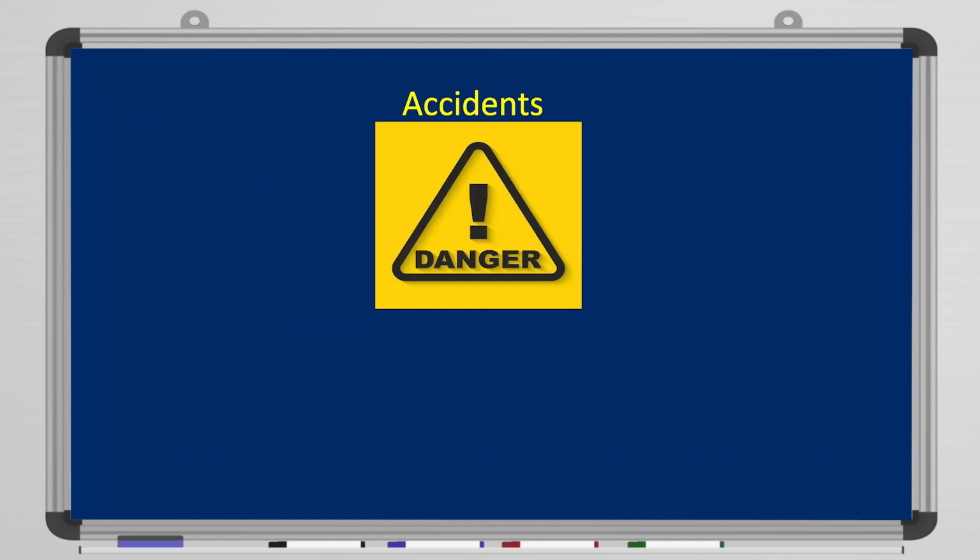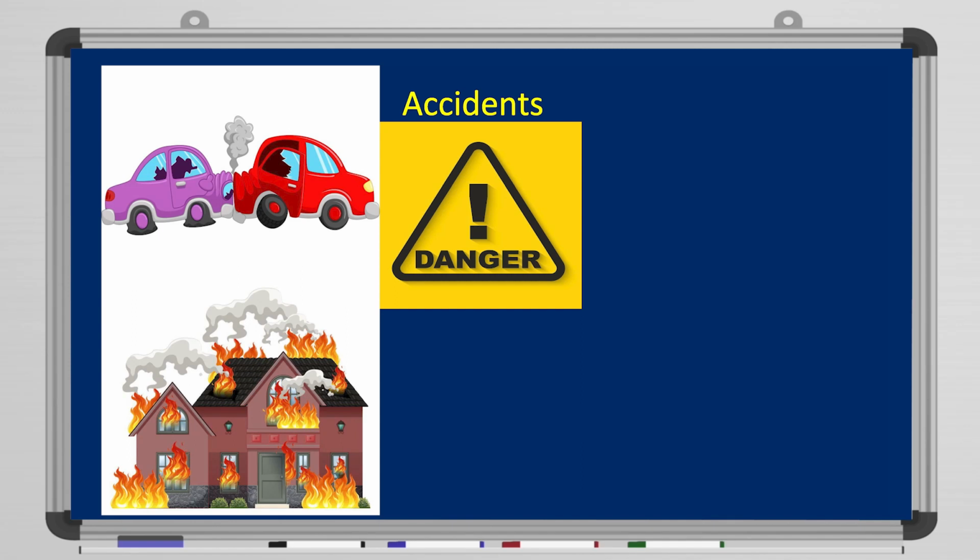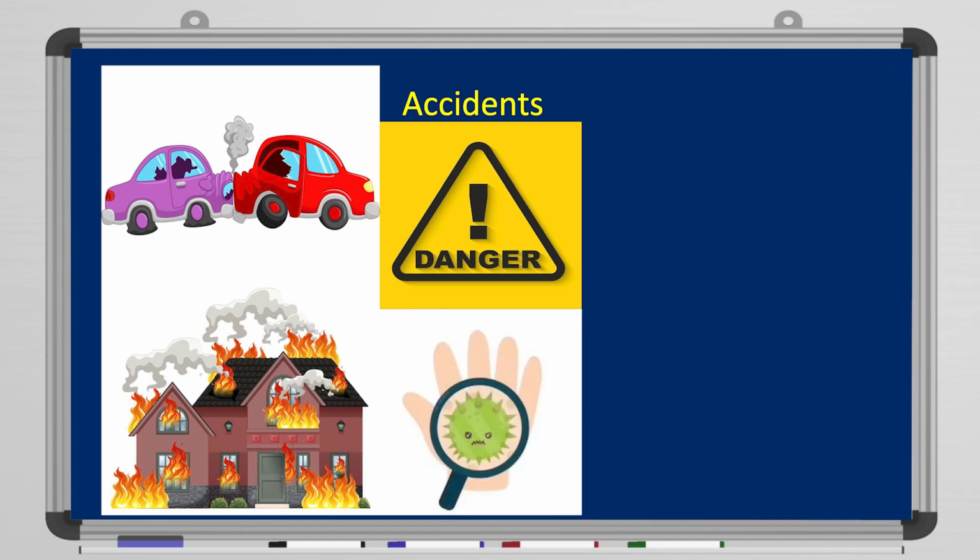Next, we have accidents. And in accidents, there are danger signs. So in that case, we have different types of accidents, not just car accidents, but also some fire. So when it comes to fire, it can also be dangerous to the people living in that house. Also, some viruses and sickness and diseases are also dangerous to us.